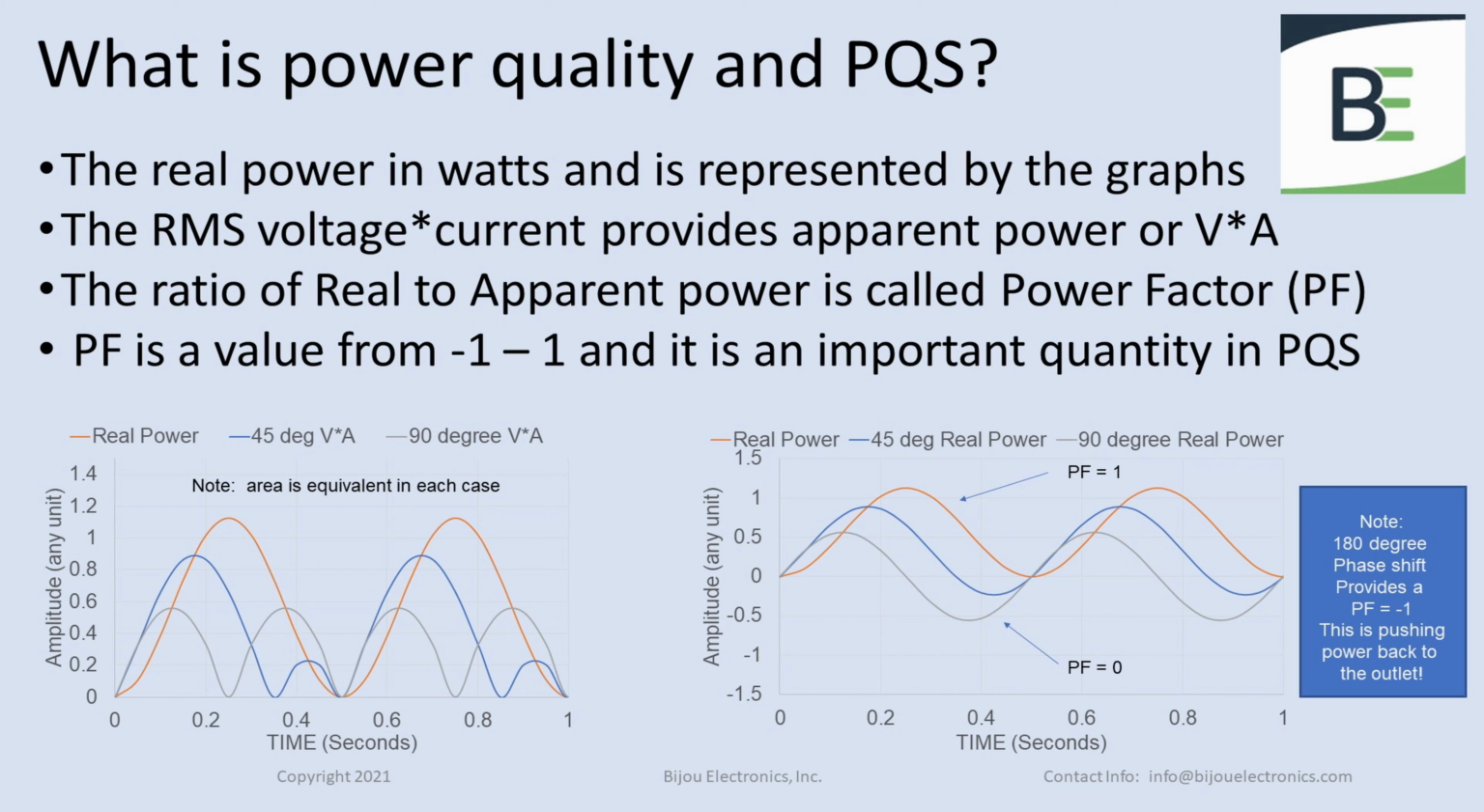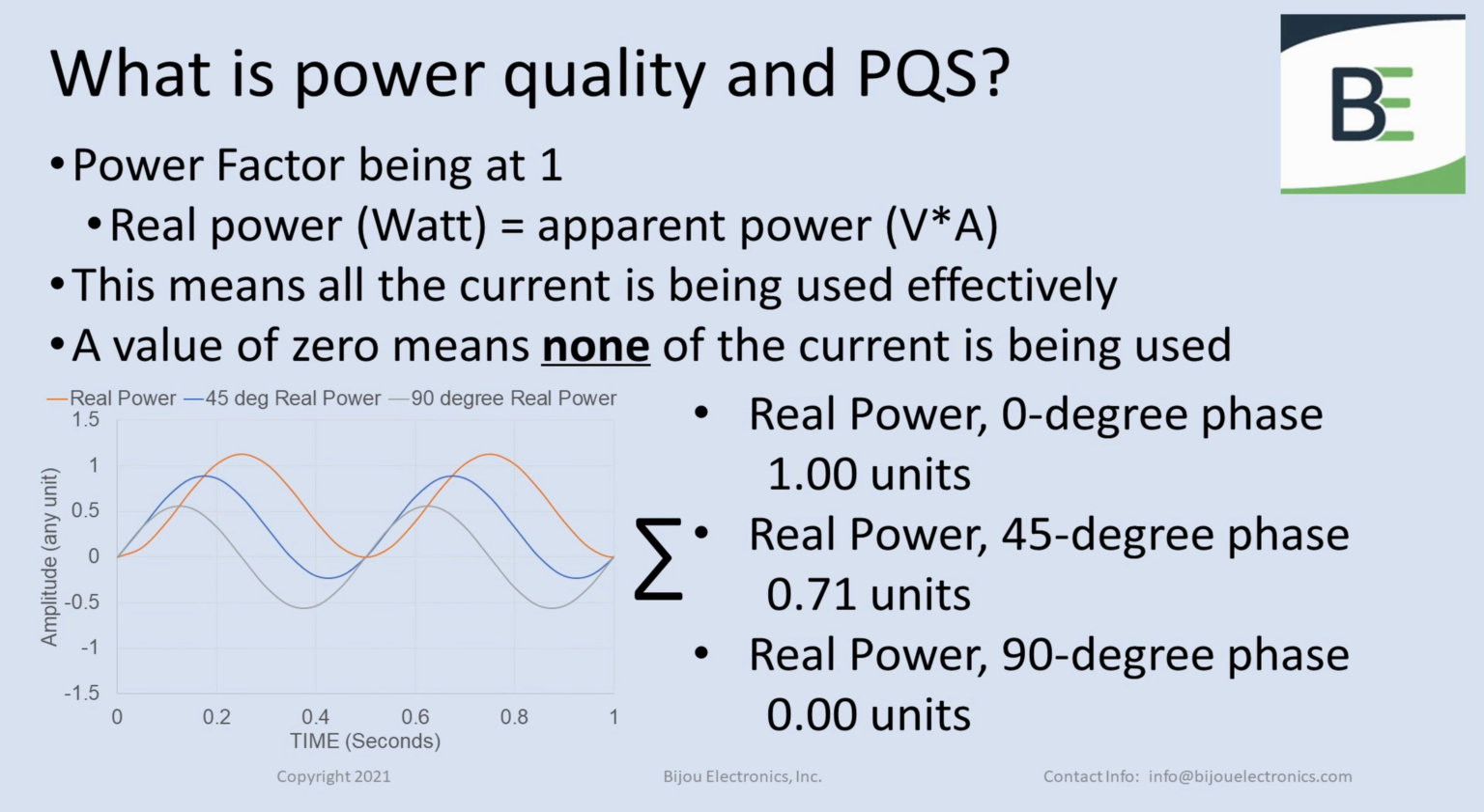The ratio of the apparent power to the real power is captured in a metric called power factor. This value goes from -1 to 1. In any power-consuming device, it will be from 0 to 1. Here is some additional detail on power factor. When power factor is 1, the current and voltage are in phase. All the current is effectively being converted into real power.